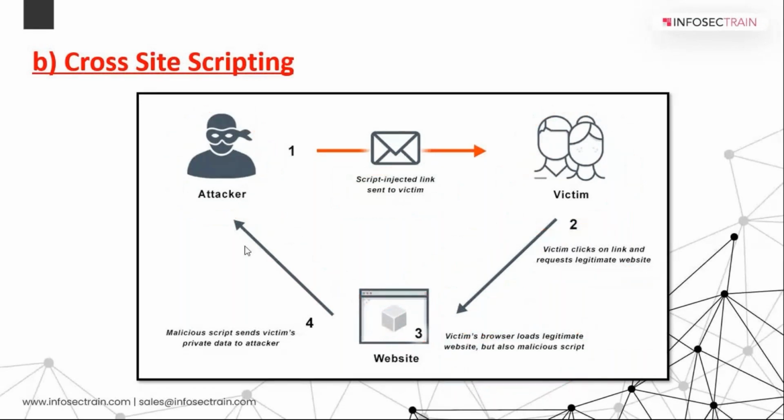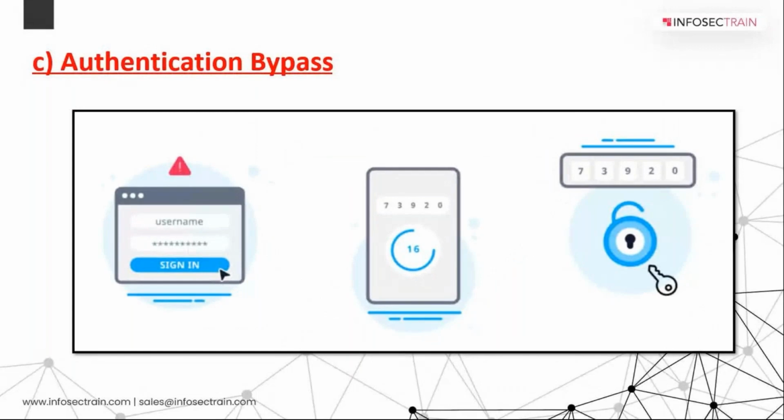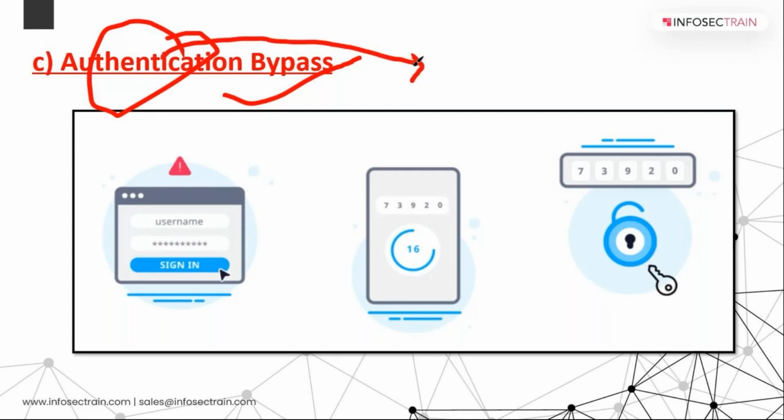Then another kind of attack is called authentication bypass. Authentication means verifying that an individual is who they say they are. For example, with ATMs, particularly in India, you have two things: the card and a 4-digit or 5-digit PIN. Why is it so? For authentication purposes, so that you can authenticate yourself as who you say you are.